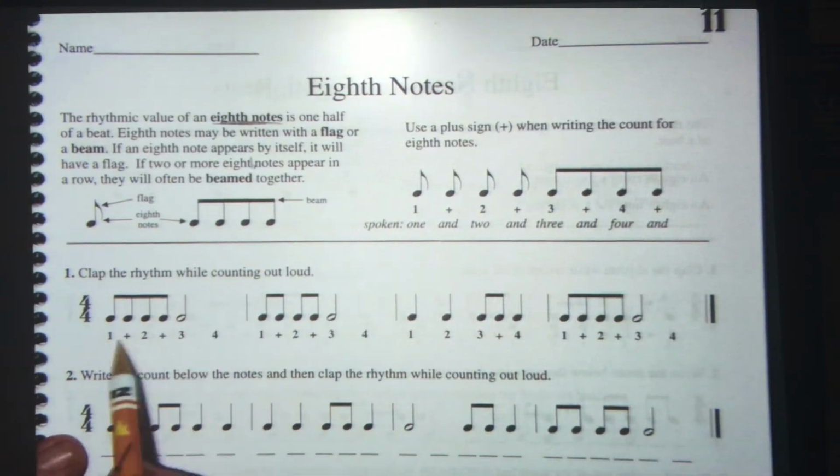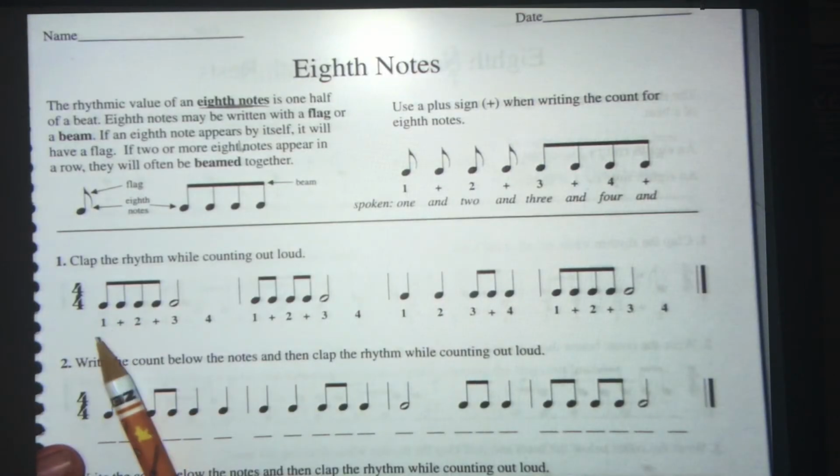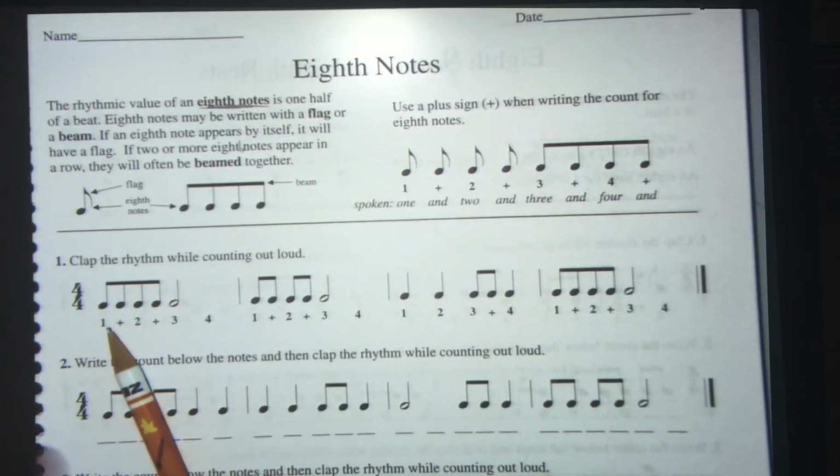First measure says clap the rhythm while counting out loud. Follow me from left to right here. We're going to do this together. I'll count you off. 1 and 2 and, ready and go. 1 and 2 and 3 and 4 and 1 and 2 and 3 and 4 and 1 and 2 and 3 and 4 and 1 and 2 and 3 and 4 and. Piece of cake.